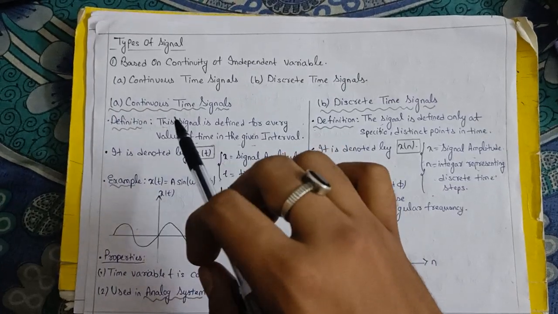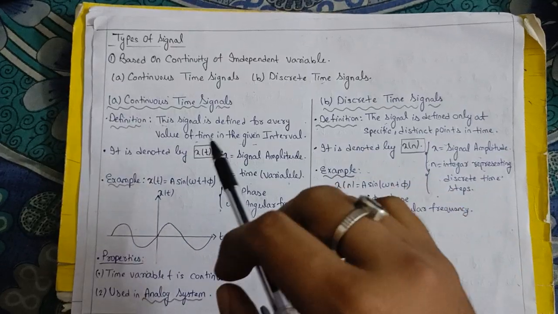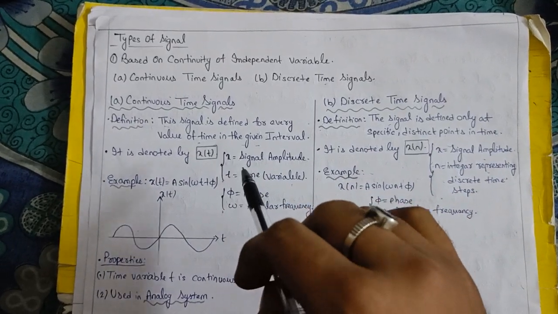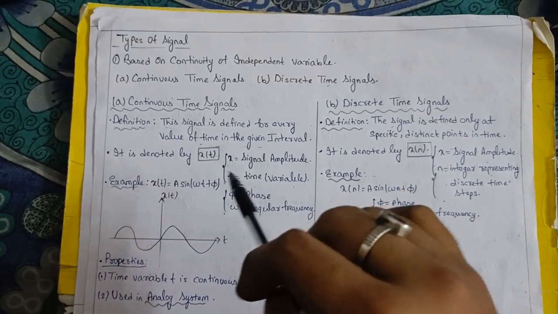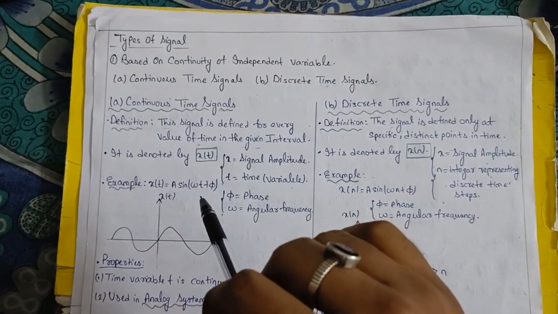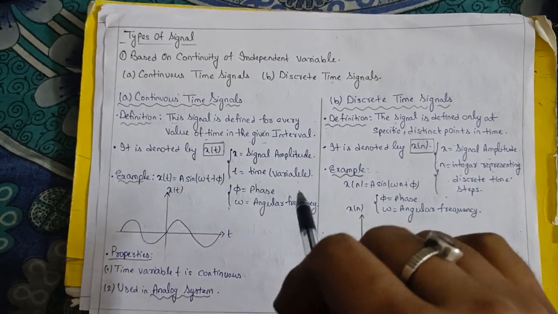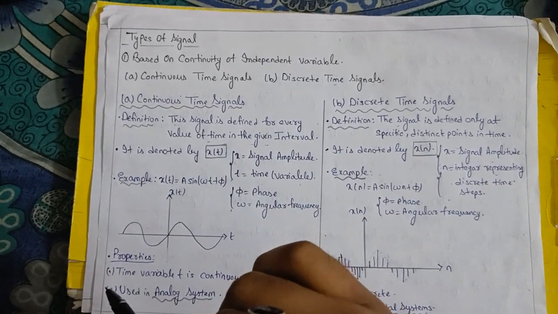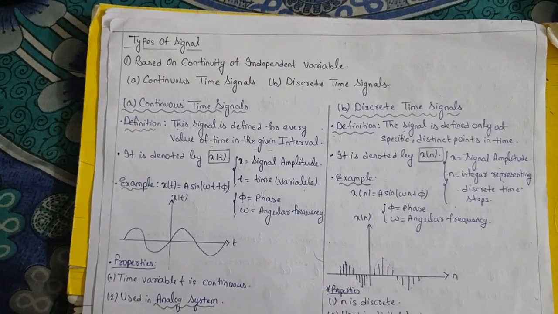Continuous time signal. This signal is defined for every value of time in the given interval. It is denoted by x as a function of t, where x is the signal amplitude and t is time, which is the variable. Example: x(t) = A sin(omega t + phi), where phi is the phase and omega is the angular frequency. The properties of a continuous time signal: the time variable t is continuous, and it is used in analog systems.